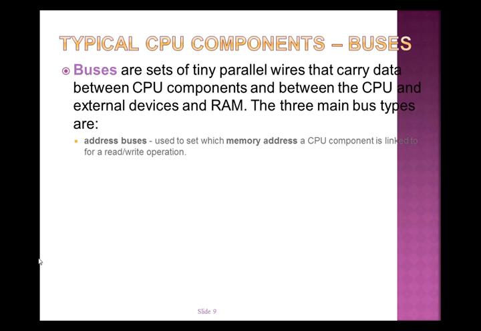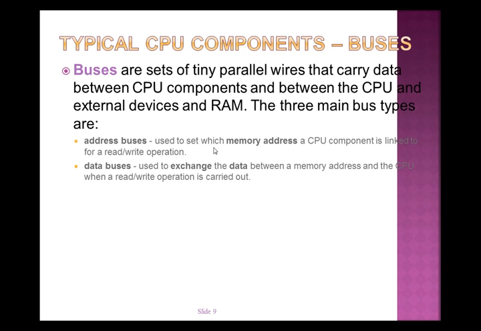So the first type of bus is the address bus. It is used to carry the addresses of various memories, to set which memory address a CPU component is linked to for a read or write operation. So address buses are used to set which of the memory addresses a CPU component is linked to for a read or write operation.